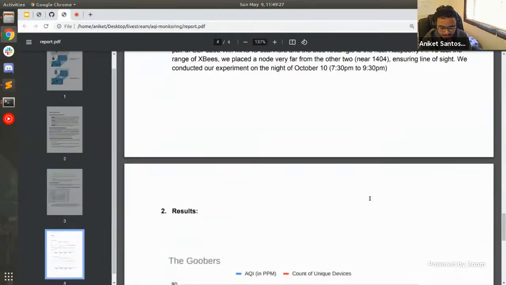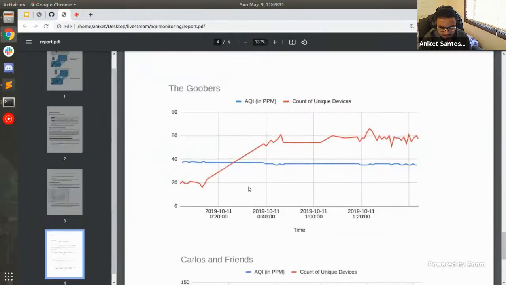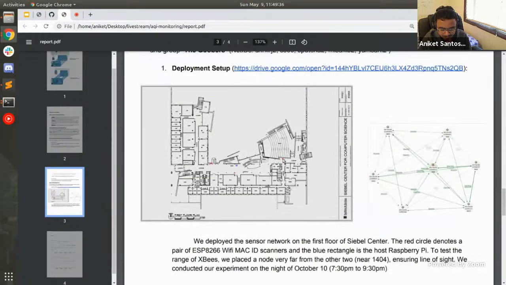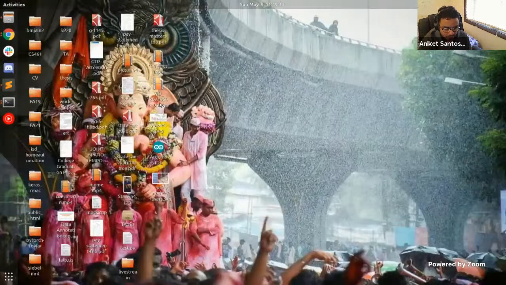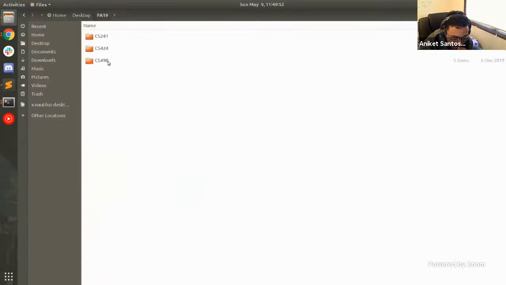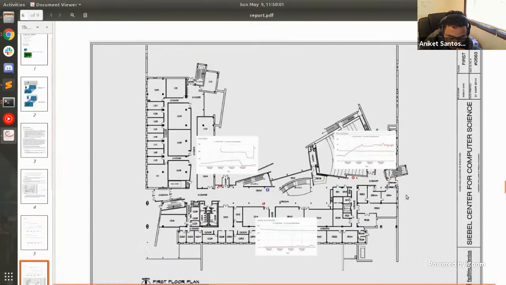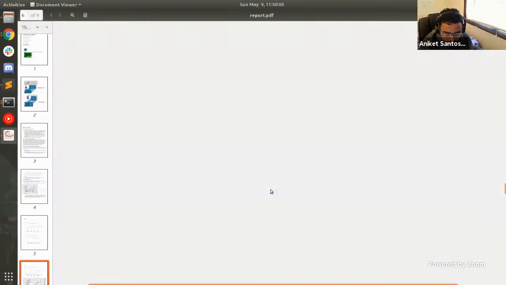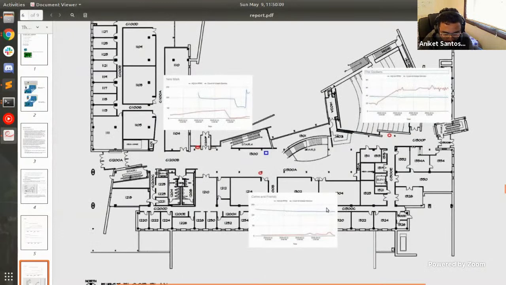And as you can see here, this was the sensor which was placed out here. And let me just pull up the actual report, because this doesn't show the actual stuff. Yeah. So as you can see here, the sensor which we placed in the corridor had a constant AQI value throughout, and the number of unique devices didn't fluctuate a lot. It fluctuated in the end. Then near the door, the AQI sensor value fluctuated a lot because the door was getting closed and opened a lot during this period in time.